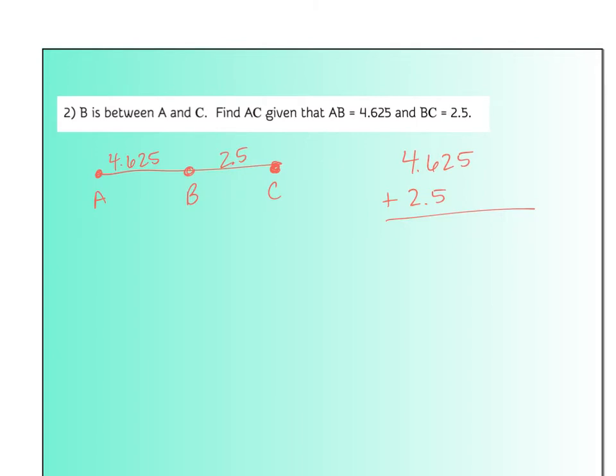Here's my drawing. Notice I labeled where the 4.625 and the 2.5 are, and now I'm going to find the distance from A to C. I'm just going to add the two shorter ones together. Go ahead and use your calculator if you need to. I'm just going to add these by hand. It looks like I get 7.125. They don't have any labels in their question, so I do not need to label my answer.